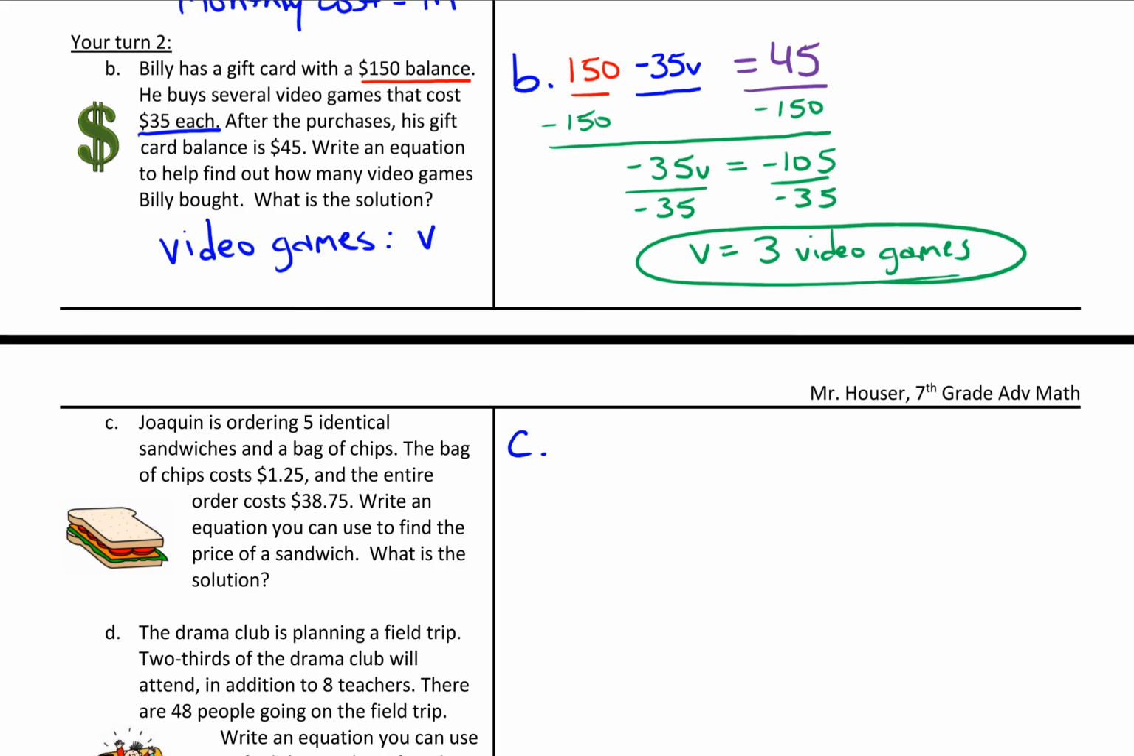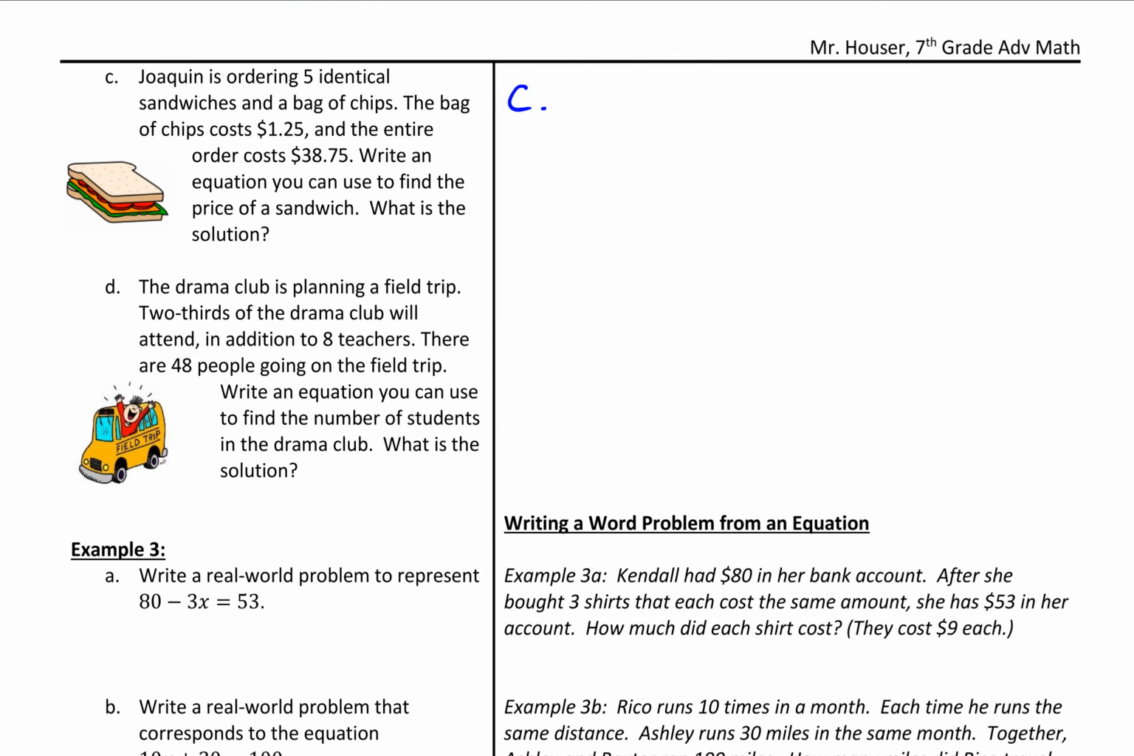Now, in this case, for the price of a sandwich, I'm not going to use s as a variable. Remember that s looks like a 5, and we don't want to have any confusion here. So let's say that price is the variable p, because ultimately we want to know the price of each sandwich. Well, we know that he's ordering 5 identical sandwiches. That means they're all going to cost the same amount. So 5 times the price of a sandwich will give us the cost of all 5 sandwiches.